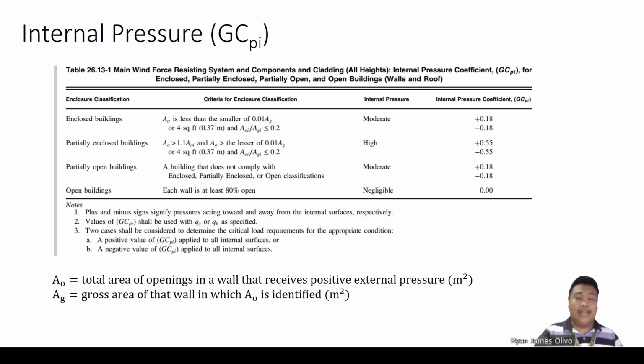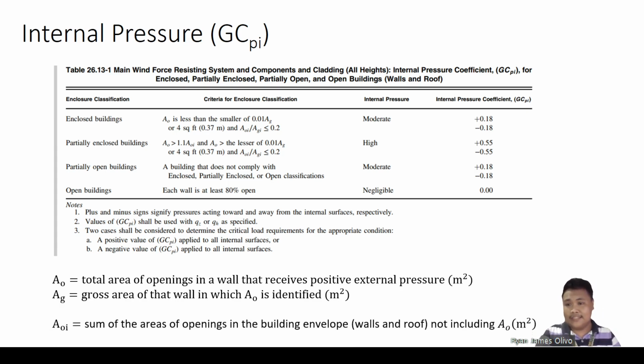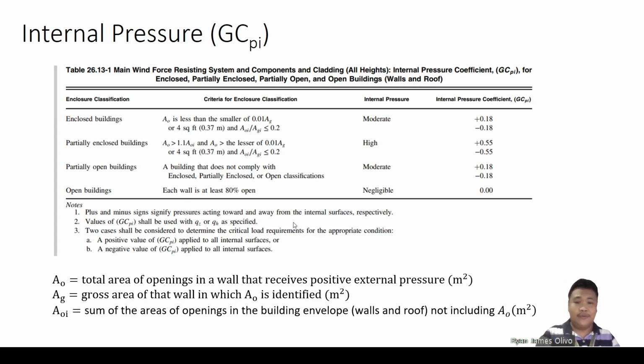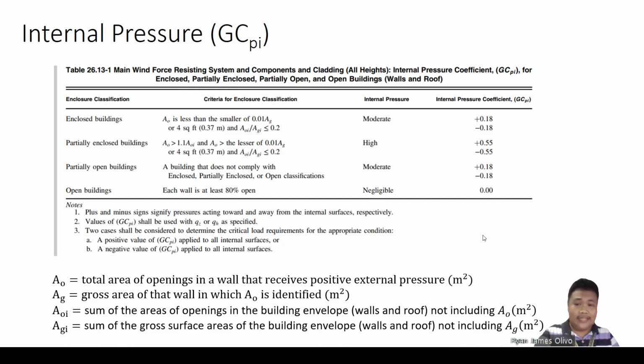Then AG, like I said earlier, is the gross area. So gross area, not the net area, it's the gross area. Earlier I said we have 115 square meters because the opening is 115 square meters, so 345 all in all. Next, AOI is the sum of the total areas, including walls and roof, but not including the opening in which the wind may enter, because this is the wall that receives positive external pressure. Then finally, the AGI, like I said earlier, is the sum of all gross areas, not including AG. So therefore, total gross surface area minus AG is AGI.